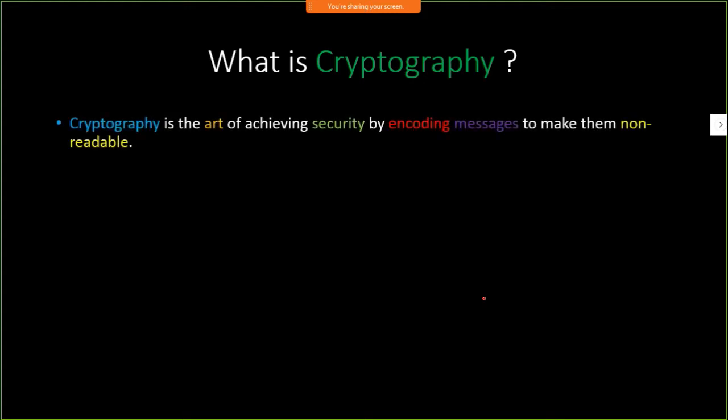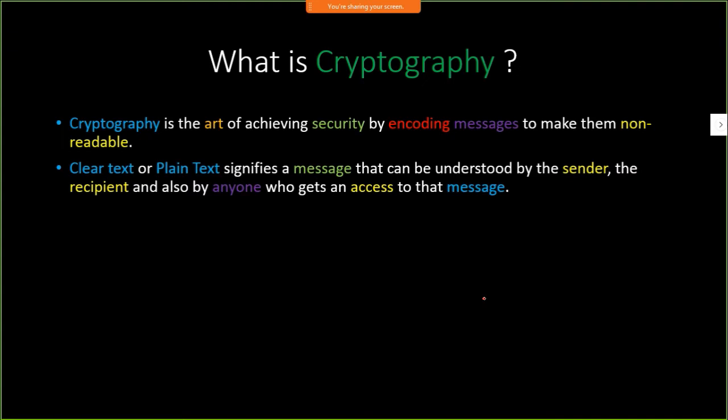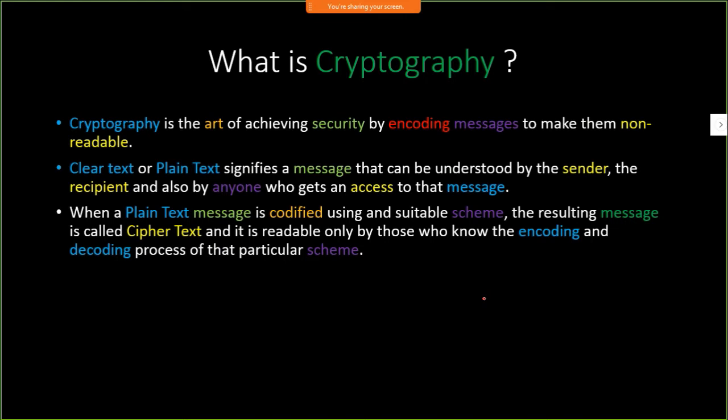So what is cryptography? Cryptography is the art of achieving security by encoding messages to make them non-readable. Clear text, plain text: clear text and plain text signify a message that can be understood by the sender, the recipient, and also by anyone who gets access to that message. When a plain text message is codified using a suitable scheme, the resulting message is called ciphertext. Ciphertext is readable only by those who know the encoding and decoding process of the particular scheme.